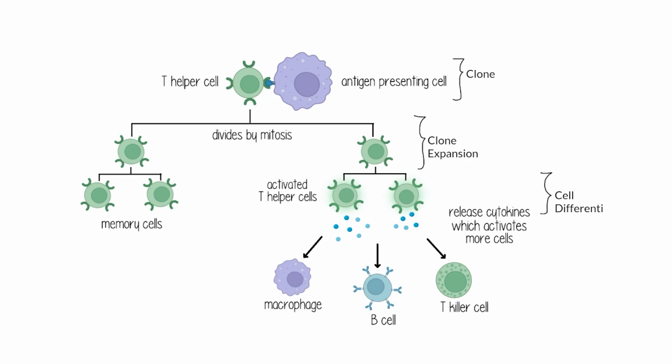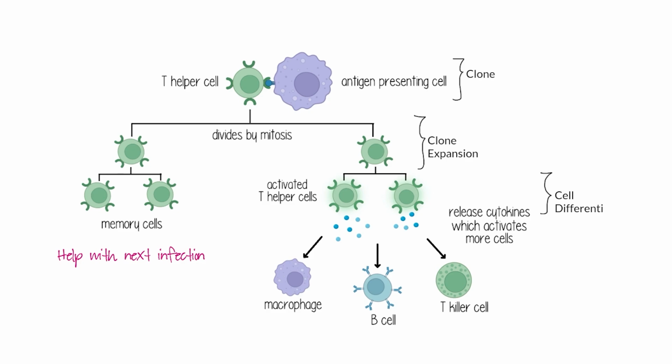Once the T cell from the correct clone has bound to the antigen, it is triggered to start dividing by the process of mitosis. This is called clone expansion. So first you have clone selection, and then you have clone expansion, where the cells divide. As it continues to divide, some of those copies become memory T cells that will help with the next time the body encounters the same type of antigen, while the rest just become more T cells.